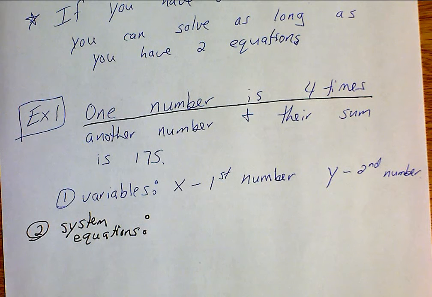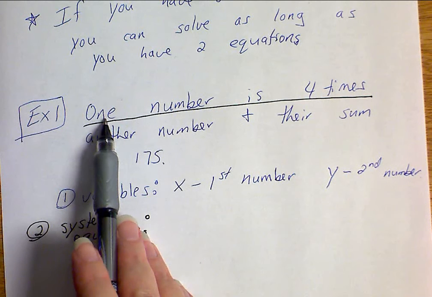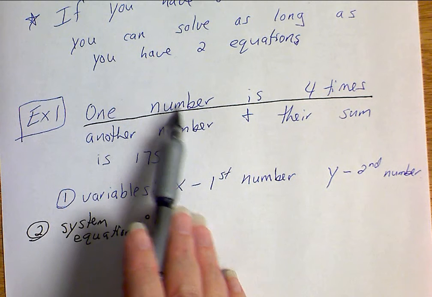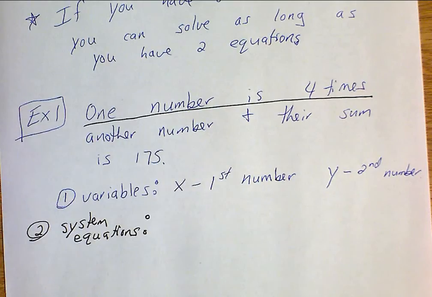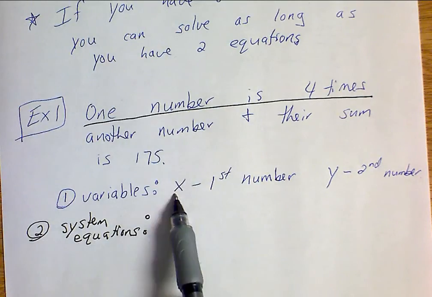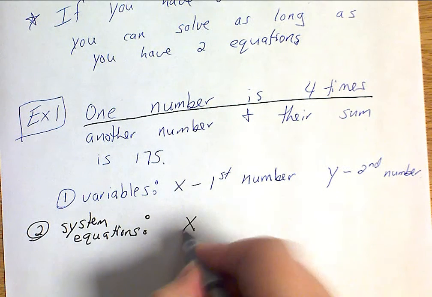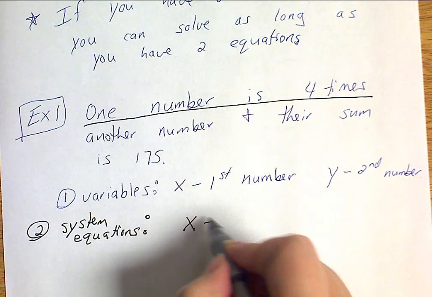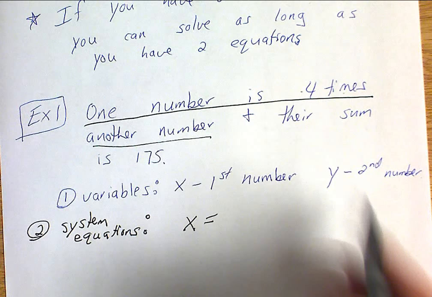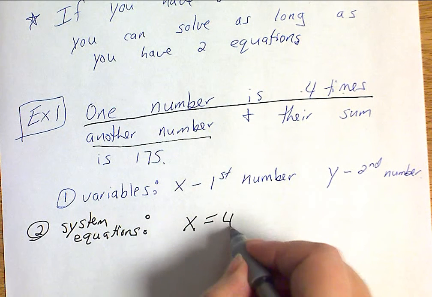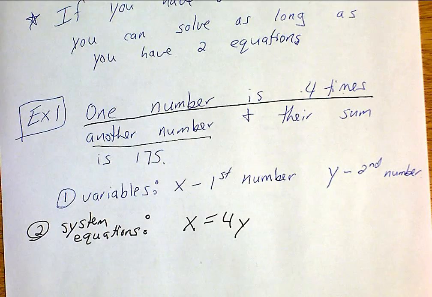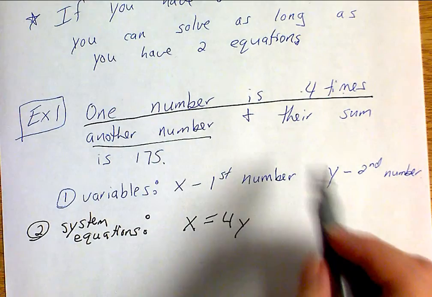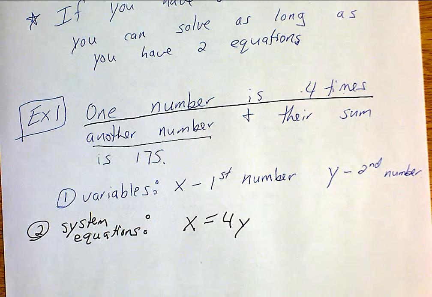I want them to think about it, yes, you're right, but just wait. One number, it says one number. What is one number? Can you pick a random number? No. X. So one number is X, equals 4 times another number. So now it's equals 4y. That's our first equation. We need our second equation.